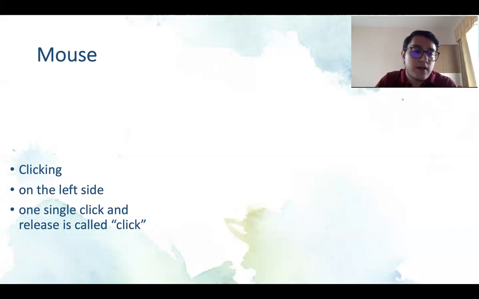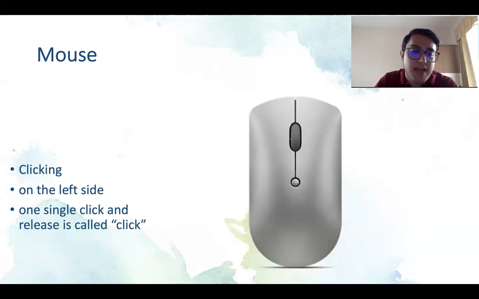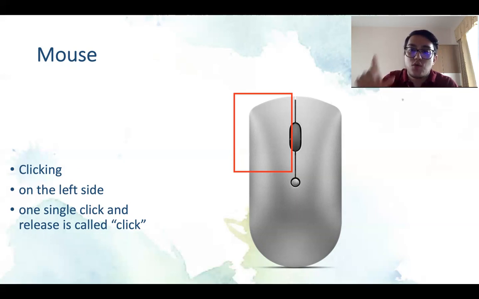So clicking on the left side, we call it clicking. One single click and release is called click. If I tell you click, it means just one time left click. I will not say left click. If I say click, it means left click. You press this button, left click.